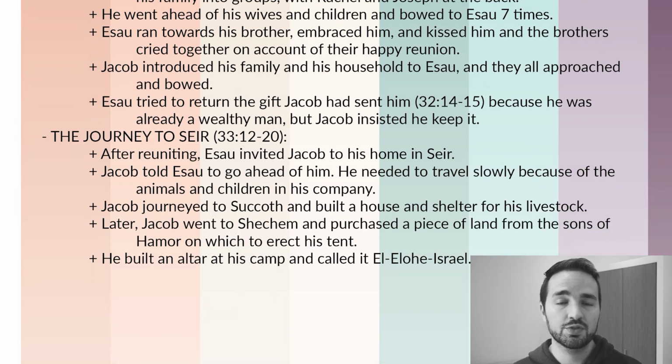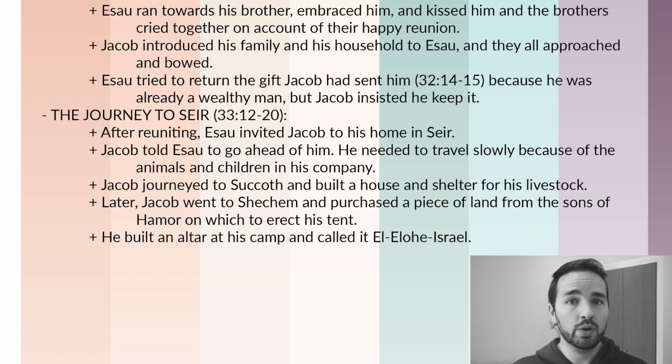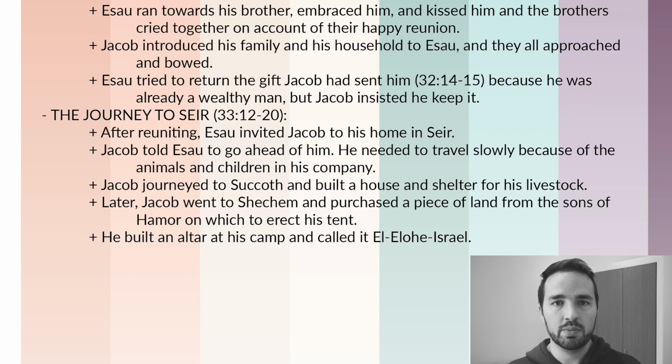And then our second section, verses 12 through 20, the journey to Seir. After reuniting, Esau invited Jacob to his home in Seir. Jacob told Esau to go ahead because he needed to go a little bit slower than Esau's group because he had children and women and animals with him. So Jacob then journeyed to a place called Succoth, and he built a house there and he built shelter for his livestock. Later, Jacob went to a place called Shechem and purchased a piece of ground on which to erect his tent from a group of people known as the sons of Hamor.